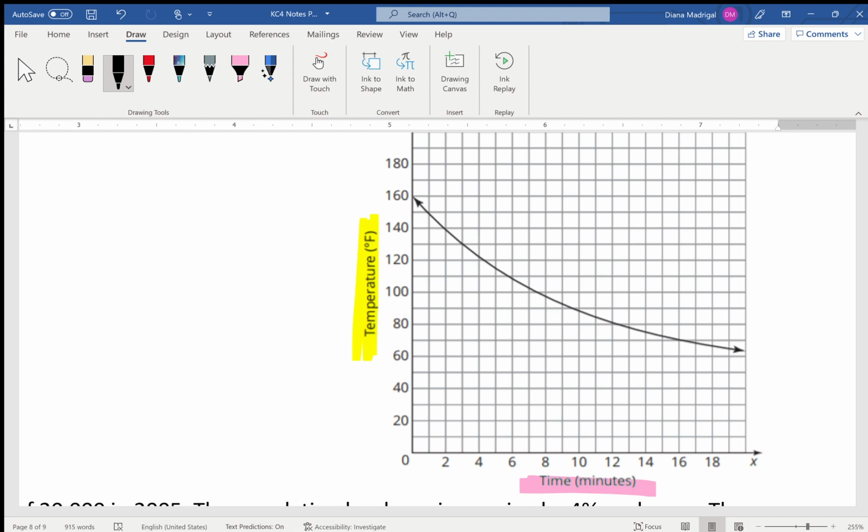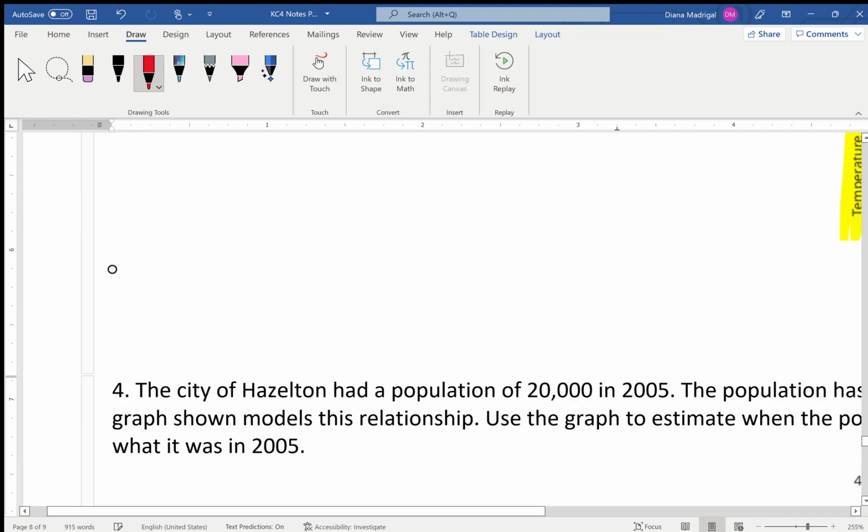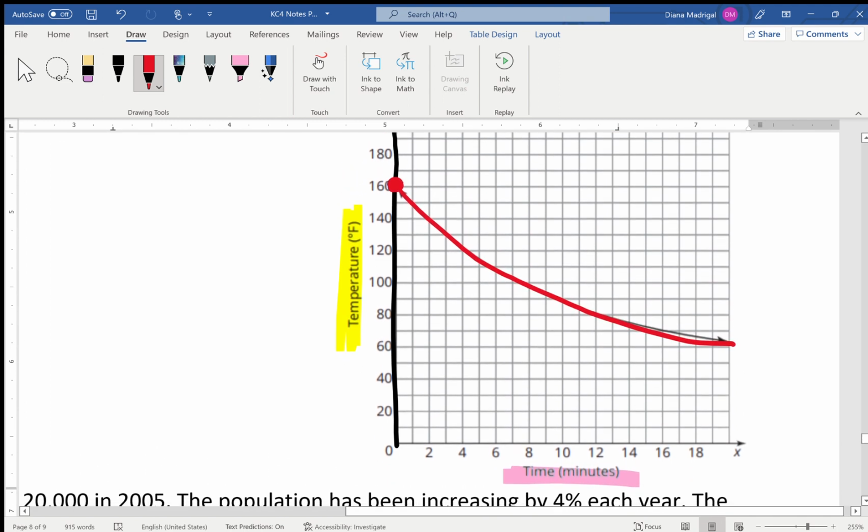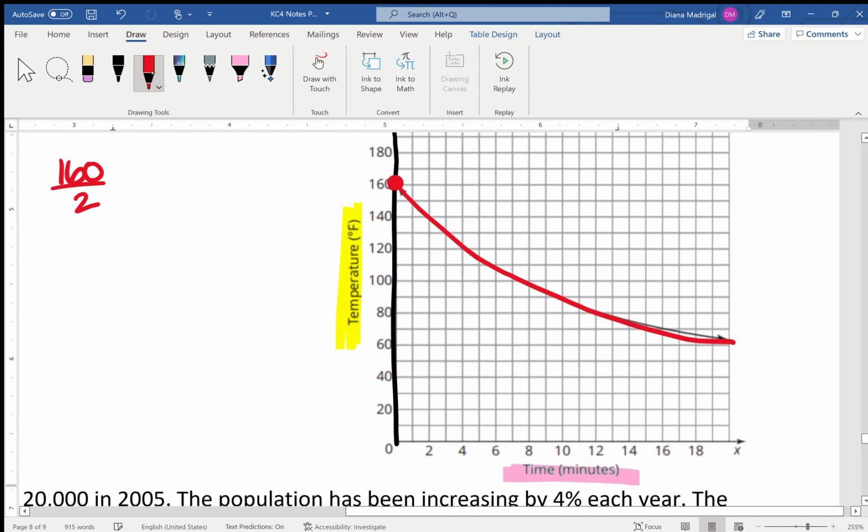Well, remember the starting point will always be on the y-axis, so it's always where the line of the graph, which in this case is this one right here in red, starts on the y-axis. As you can see, it starts at 160. So all you're going to do, remember the question was asking you half of the temperature. So I'm going to do 160 divided by 2. Why? Because the question was asking for half, and that's going to be 80.